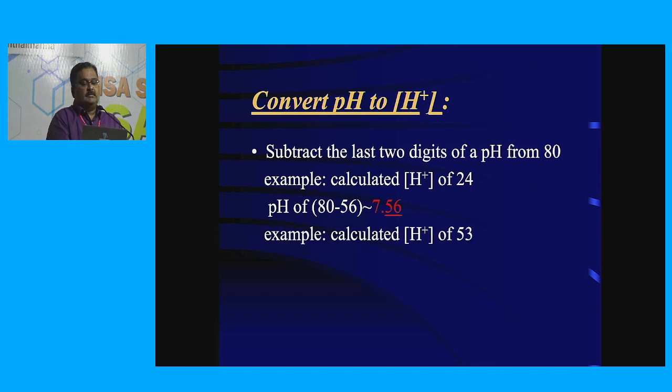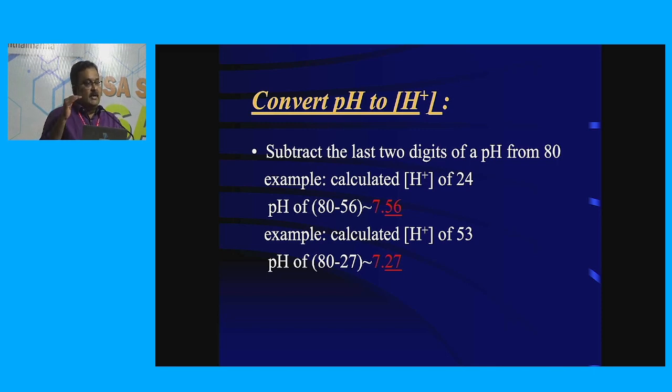Another example, the calculated hydrogen ion concentration is 53. What would be the pH? You can do it either way. You people are very silent, so next for you. 7.37. So, 7.27. 7.27, sir. So 80 minus 53, you will get a value of 7.27. So this is one way of finding out the hydrogen ion concentration from the pH values.